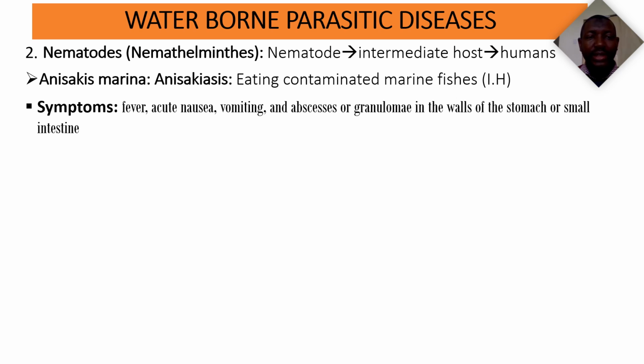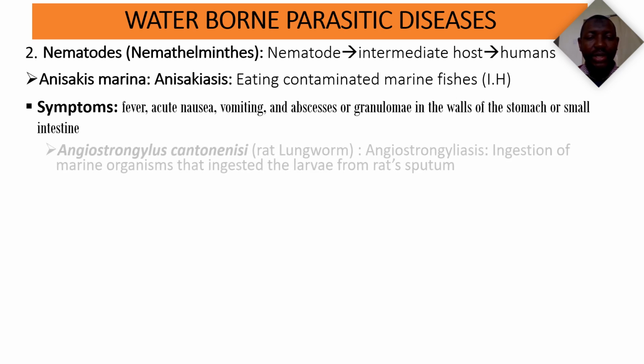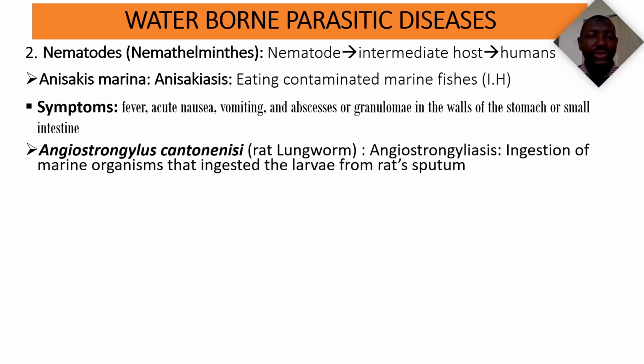Now, the next one we'll look at, which is also common, is the Angiostrongylus cantonensis. Angiostrongylus cantonensis is a parasite that is commonly referred to as the rat lungworm, because it is generally found in rats, and therefore the host for this particular parasite is rats.